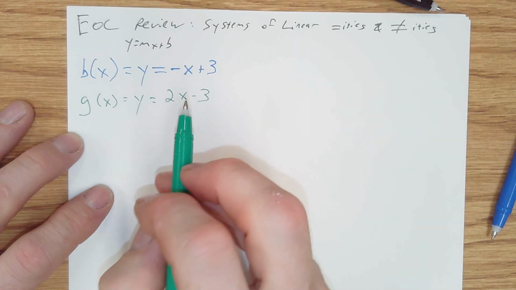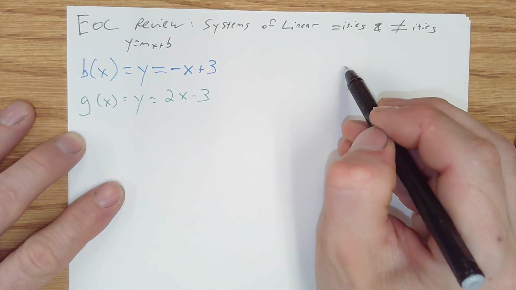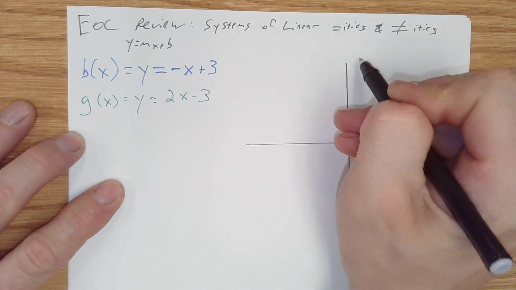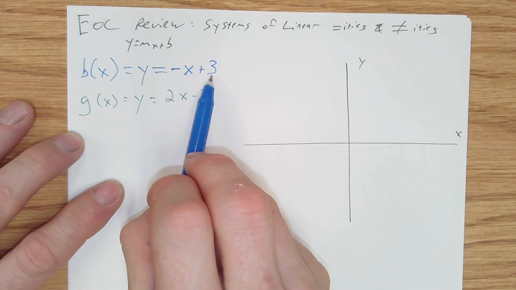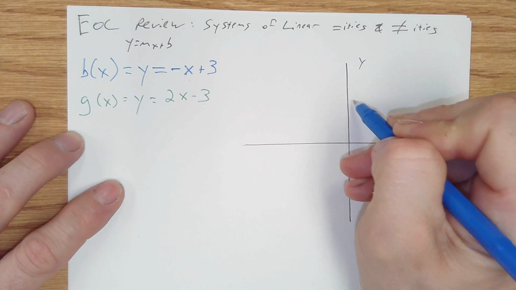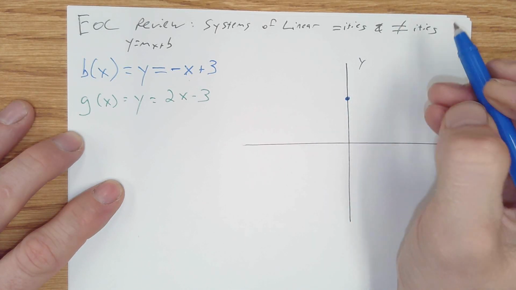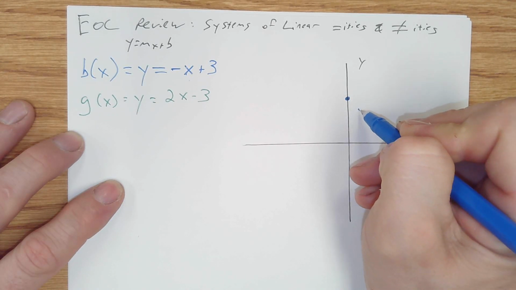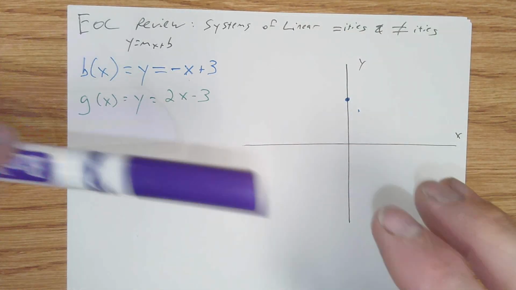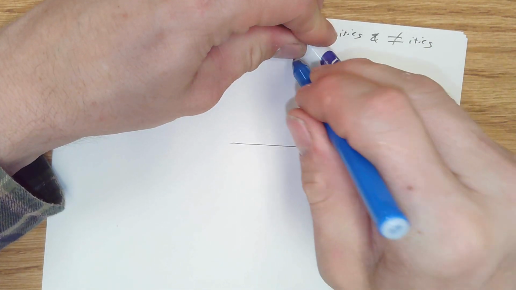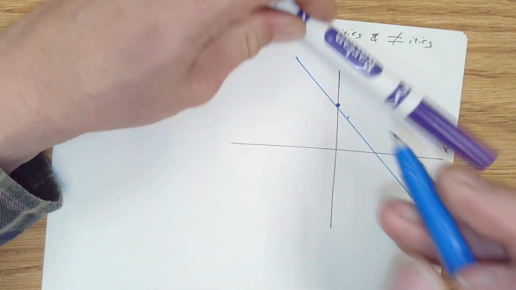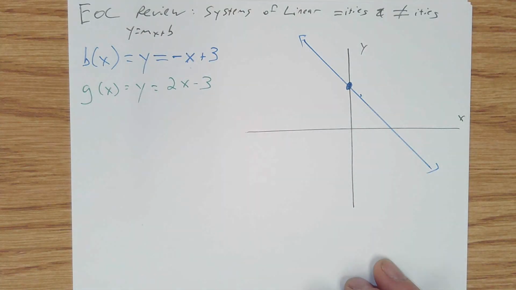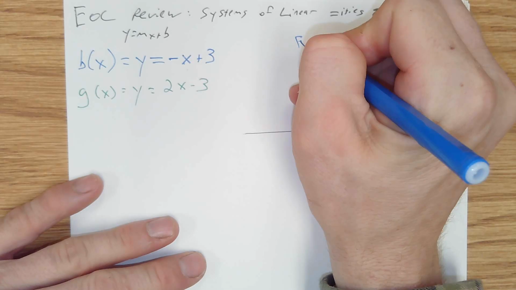All right, so this one, I'll just show you. If I have an x and a y axis, this is going to start at +3. 1, 2, 3. We'll say that's 3. And for every 1 change in x, it goes down 1. So it looks something like this. That's close enough. Okay, so there's my function blue.